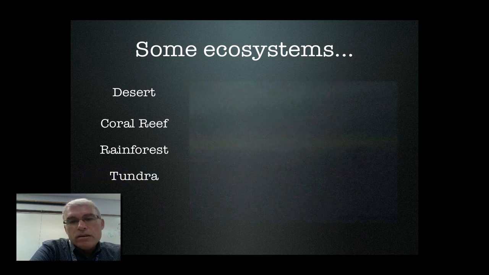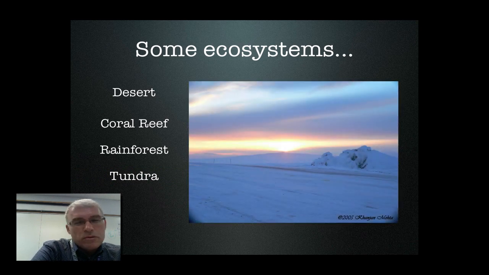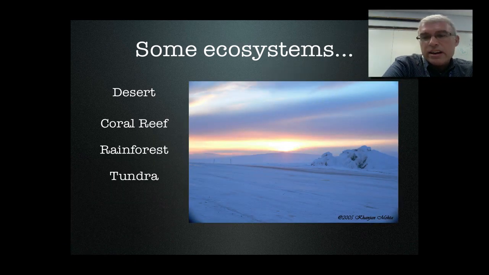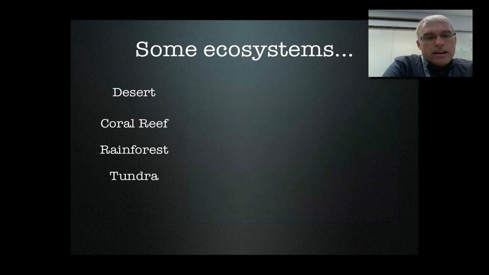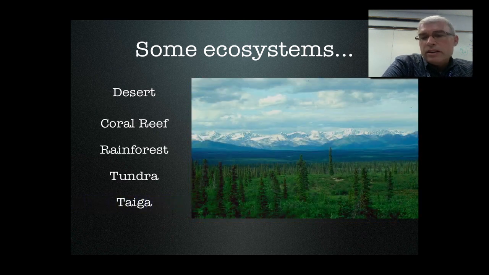Then we have the tundra, which is so cold and so windy and so dark most of the year that trees can't grow there. And we have taiga, which is another name for coniferous or conifer tree forests, trees that look like Christmas trees and have cones on them. Shaped like Christmas trees so that snow will slide off their branches. Taiga are very snowy areas that have long, cold, dark winters and relatively short summers.